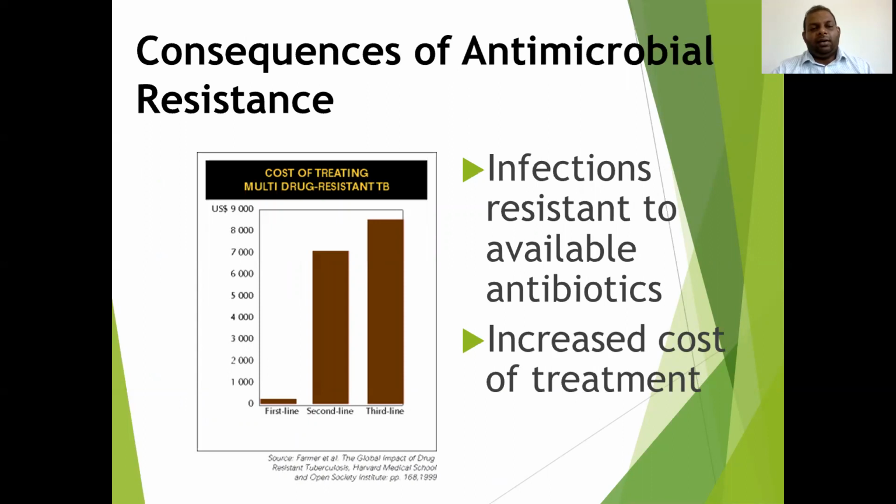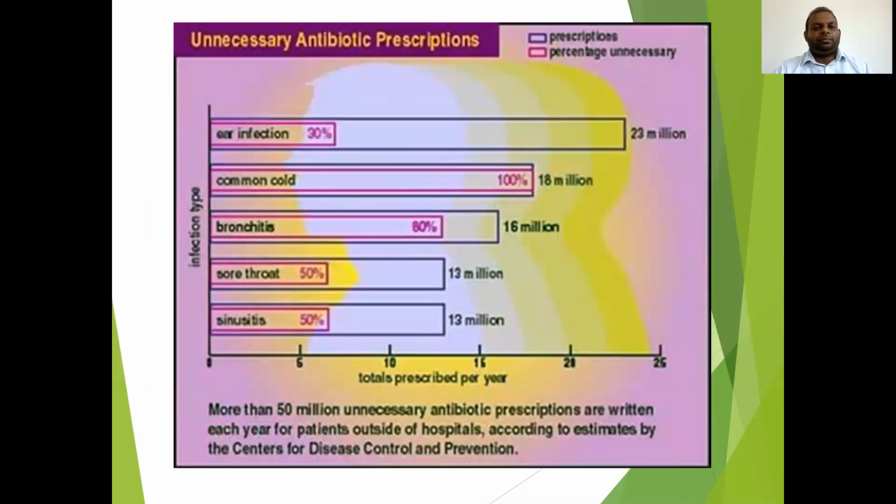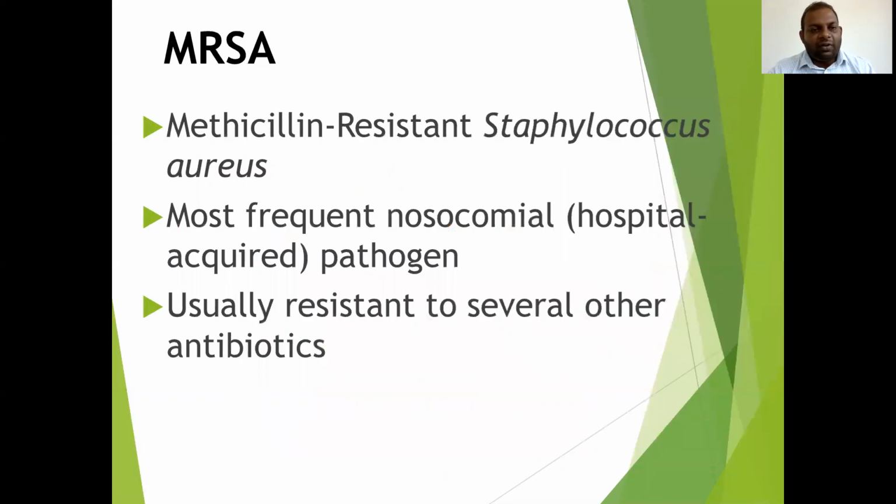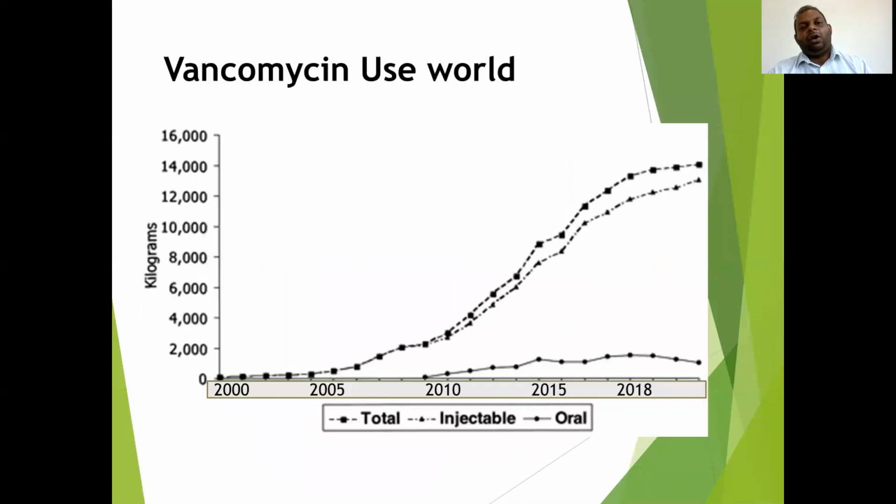So ultimately it leads to burden, resistance, cost, and another important thing is our antibiotic armory will be in vain. So ultimately, we are back to the pre-antibiotic era, right? So you can see unnecessary antibiotic prescription per year for infections is 30%. Here, the common cold is almost always viral, but studies suggest 100% unnecessary prescription. Bronchiolitis 80%, sore throat 50%, sinusitis 50% antibiotics. They don't need antibiotics. So about multi-drug resistant TB, MRSA, you are familiar. Vancomycin resistant enterococci, vancomycin used in the world.